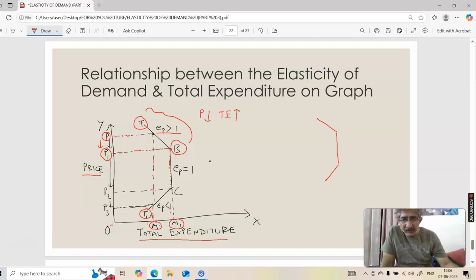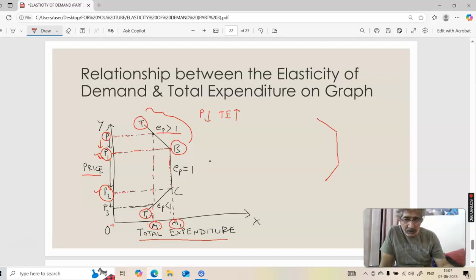Now come back to the y-axis. Now I'm over here, OP1. When the price falls from OP1, it further falls down to, let's say, OP2. I'm encircling it, just see. Price has fallen down from OP1 to OP2. Now at OP1, what was the quantity, what was the total expenditure? It was M1. And what is the total expenditure at OP2 when the price has fallen to OP2?